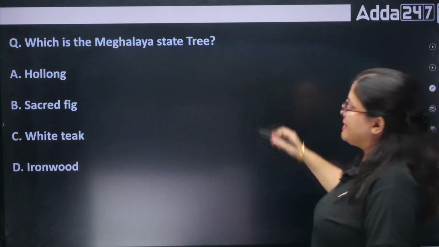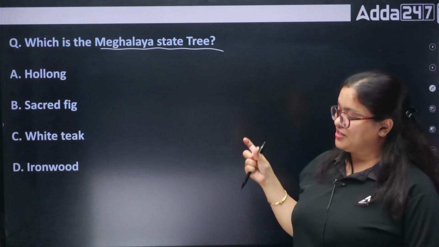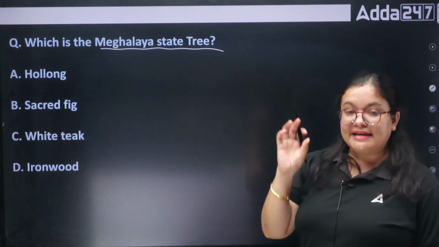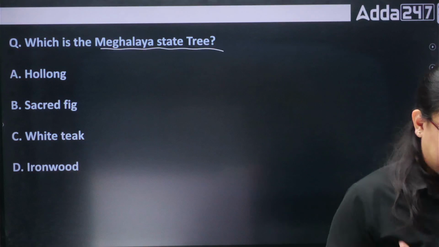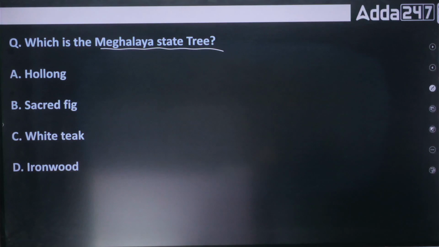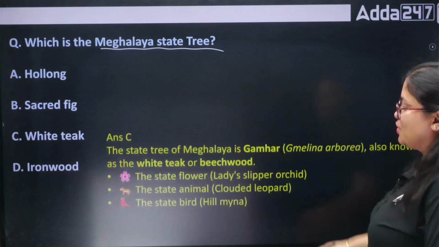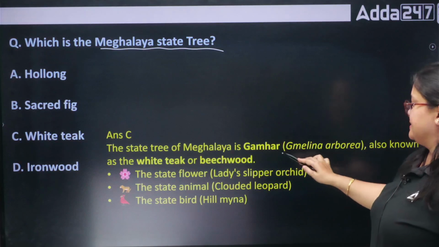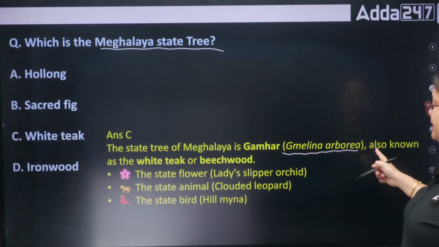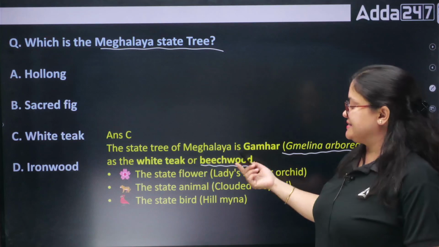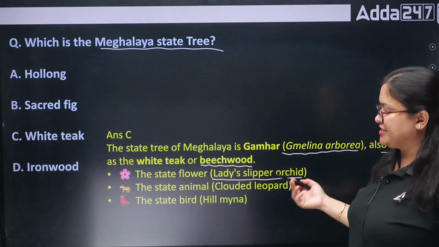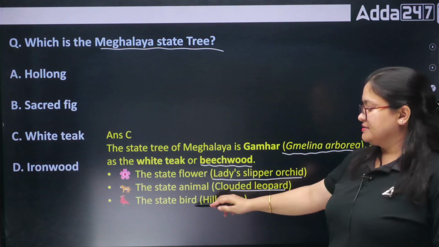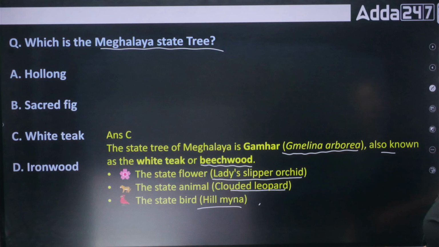Next question, what is the Meghalayan state tree? Here I have just mentioned the names. You also have to know the scientific names. Last time, scientific names were mostly asked about the state tree and state animal. So I think you all know the state tree is white teak. Okay, this is the scientific name, Gmelina arborea, also known as white teak or beech wood. And the state flower, this is the scientific name, lady's slipper orchid. State animal is the clouded leopard. State bird, hill myna. Do know the scientific names of the state animal and bird also.